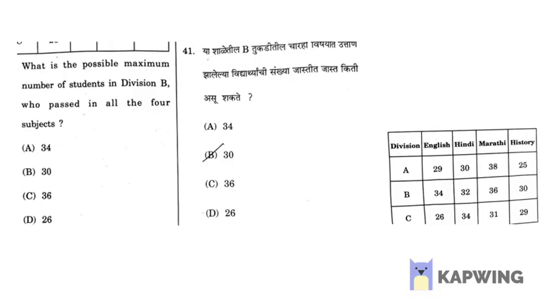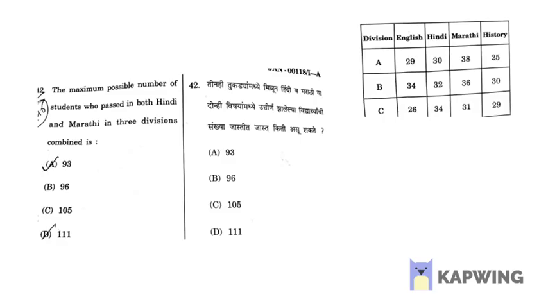So friends, it is very easy to understand. In division B, you just see the lowest number, that is the possible maximum number of students who have passed. The lowest number in division B: in English 34, Hindi 32, in Marathi 36, and in History it is 30. So 30 is the correct answer here. Hope friends you have understood it. Now moving on to the next question.